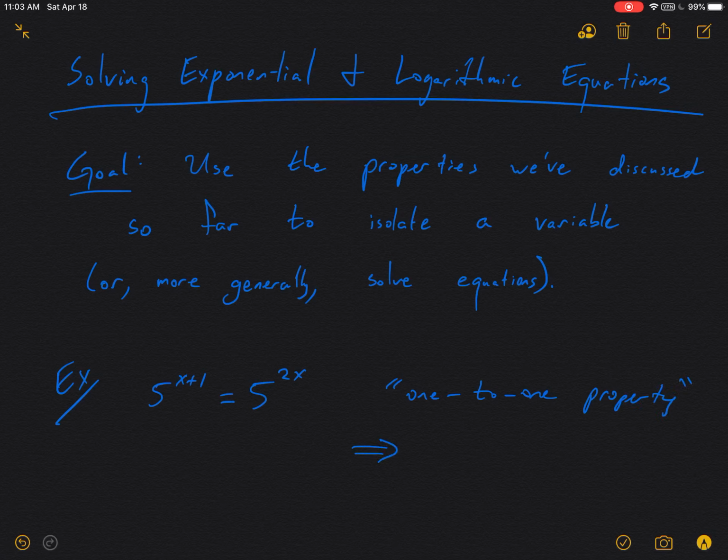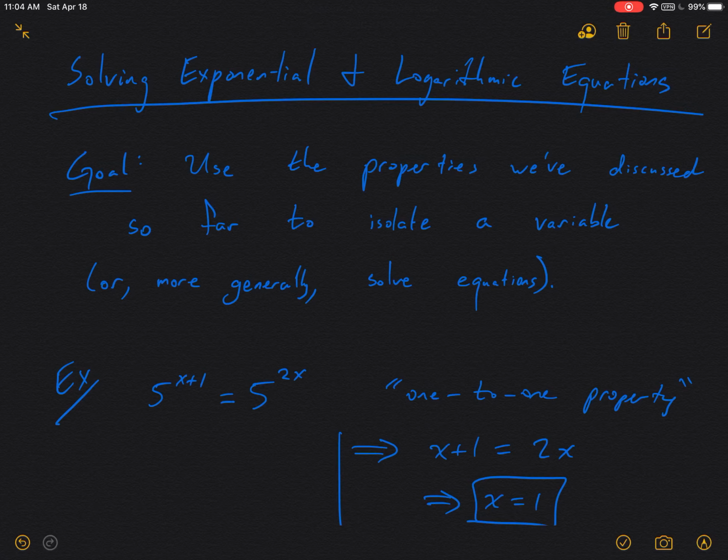And what that says is essentially that if you have 5 to one power matching 5 to another power, then the powers have to be the same. So this means that x plus 1 has to equal 2x, and then you can solve this for x. If you subtract x from both sides, you'll get that x is equal to 1. So that's one property that we can use. We discussed that early on with logarithms. However, I don't particularly like to use the one-to-one property explicitly.